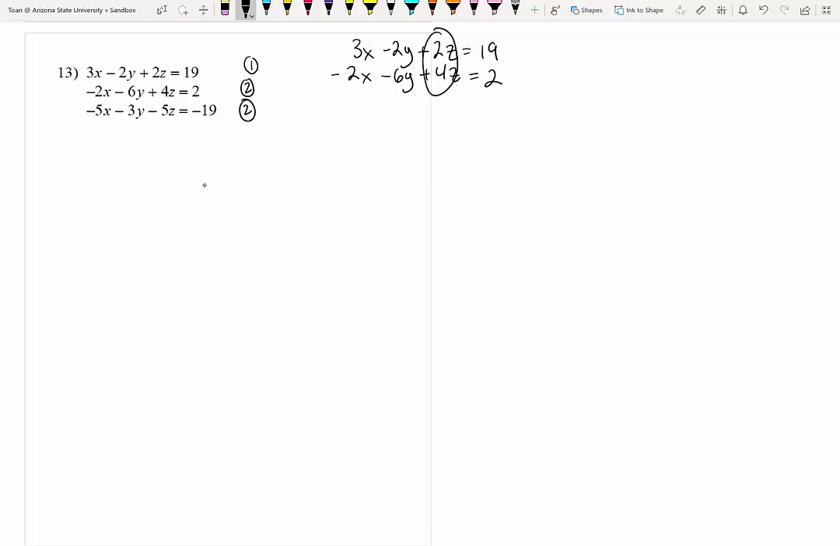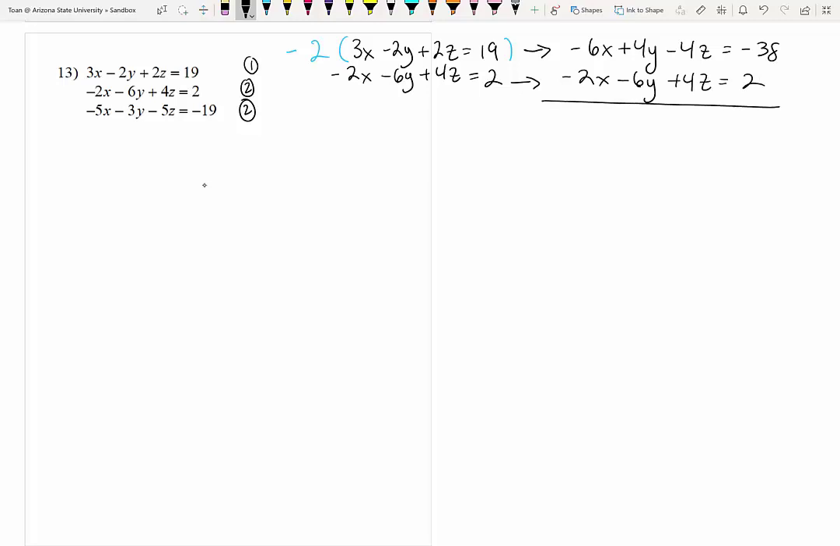So the common multiple of 2 and 4 is 4. So I need to multiply the top equation by 2. But notice how they're both positive. I want them to be opposite, so we'll multiply by -2 here. So this gives us -6x plus 4y minus 4z equals -38. And the bottom equation stays the same, -2x minus 6y plus 4z equals 2. So when we add these together, the z's will cancel, leaving behind -8x minus 2y equals -36. And then what you're going to do is just save this equation.